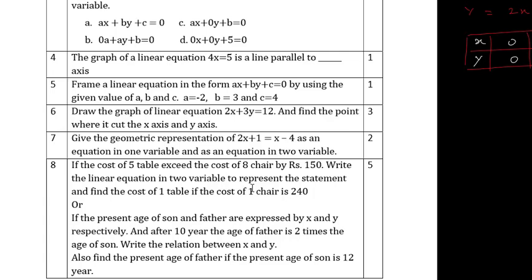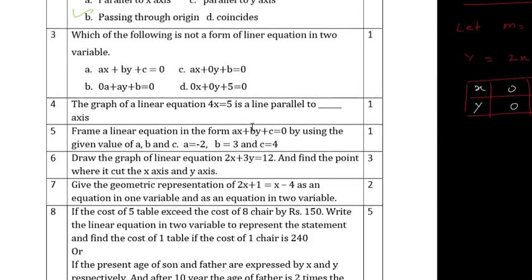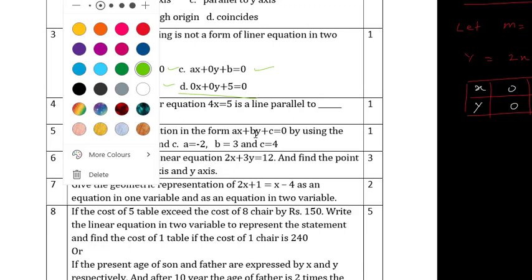So here, which of the following is not a form of linear equation? The first is a form of linear equation, the second is also a form, the third is also a form, because here one term is 0 but the other term is not 0. But the fourth option, which is 0x plus 0y plus 5 equal to 0, is not of the form of a linear equation in two variables. So your answer will be option D.